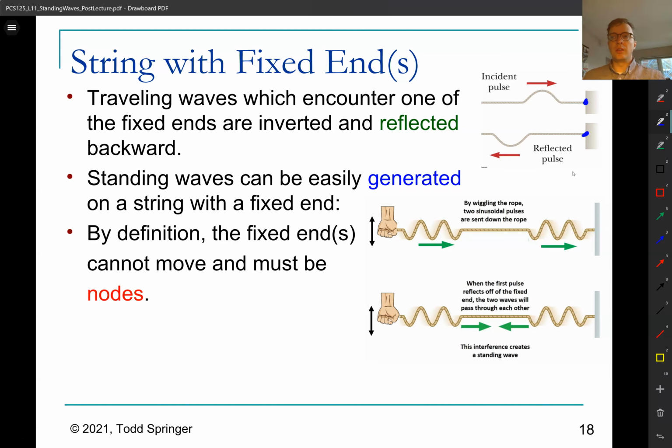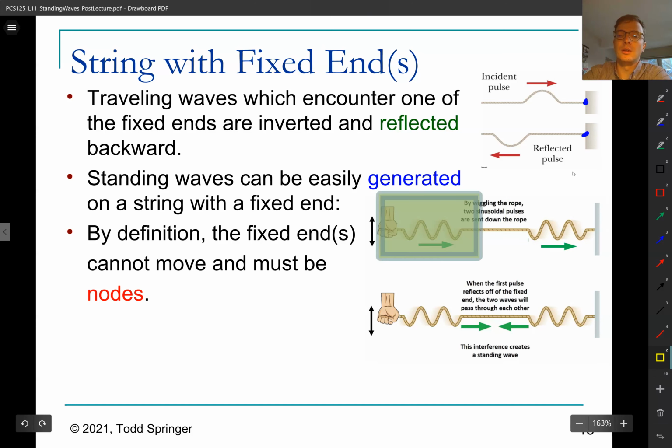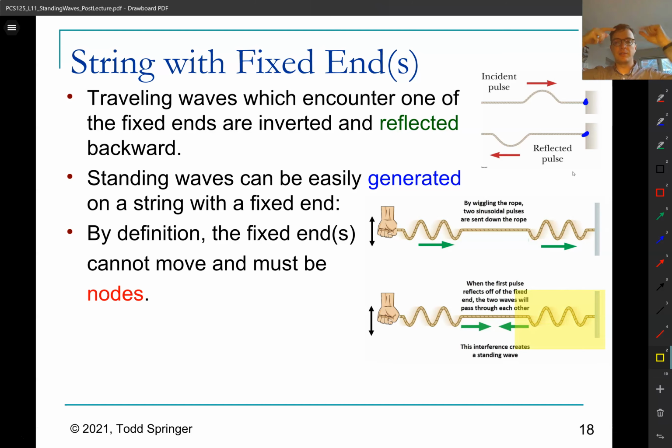In the previous video, we talked about how a standing wave is formed by having two waves traveling in opposite directions interfering with each other. So you can see how you could make a standing wave. You just send a pulse down the string by wiggling your hand up and down in a sinusoidal motion, and then wait a little while and send another pulse down the string in a sinusoidal fashion. When the first one gets reflected backwards, now I've got two sine waves traveling in opposite directions, and when they pass through each other, I'll have a standing wave.